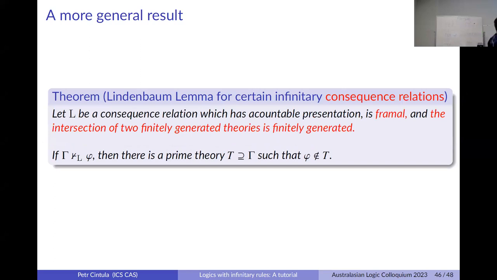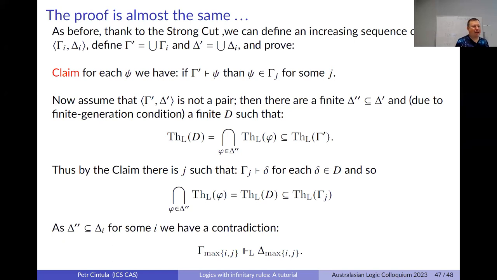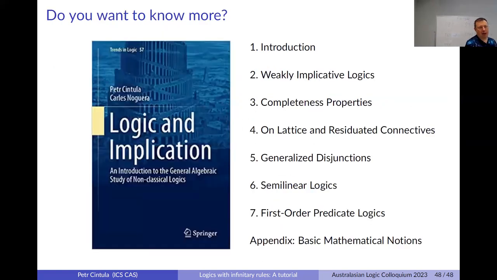The abstract notion is: if we have a consequence relation, so an arbitrary closure system, which has a countable presentation, it is a frame, the lattice of closed sets is a frame, and the intersection of two finitely generated theories, closed sets if you wish, is finitely generated, then the Lindenbaum lemma holds. So that's a proper generalization of the Lindenbaum lemma for closure systems. And again, you can look at the slides if you are interested to see where exactly the two properties are used. The primality is used to get the strong cut, and the finite generation is used to get the final contradiction, which is the same as in the proof of the particular case.